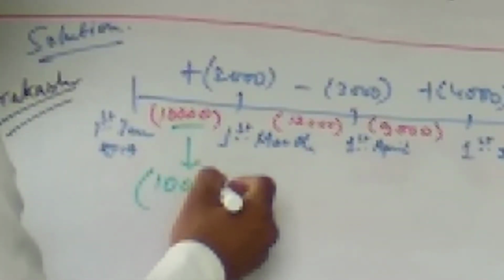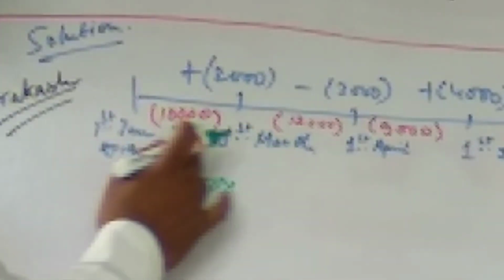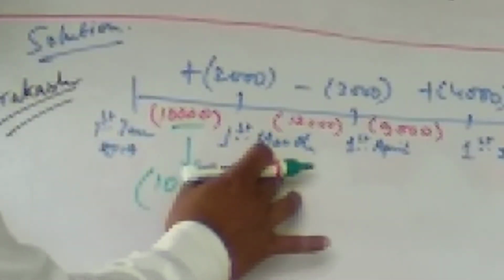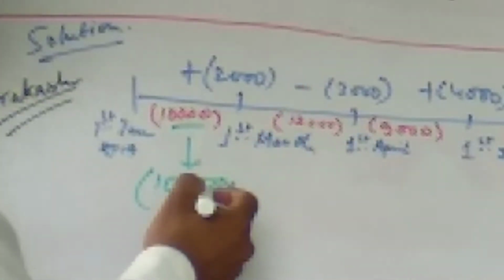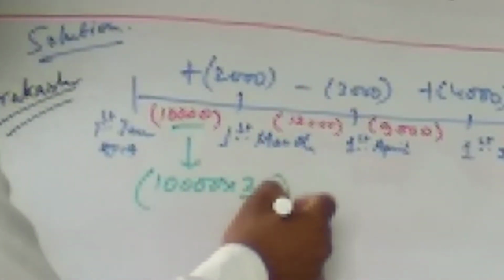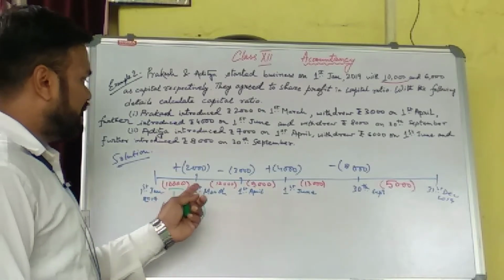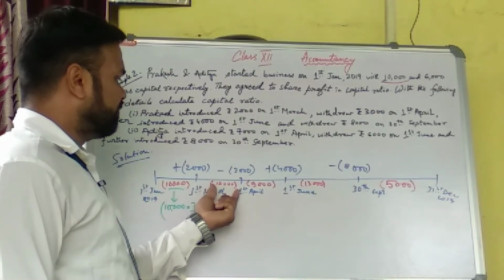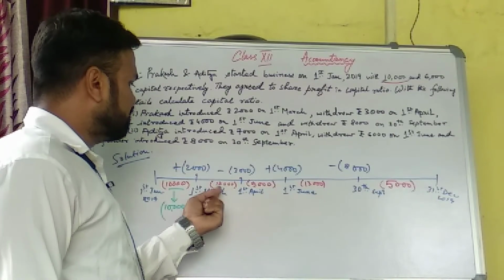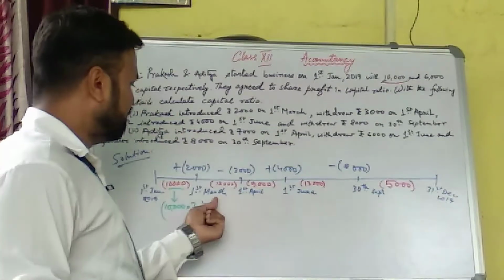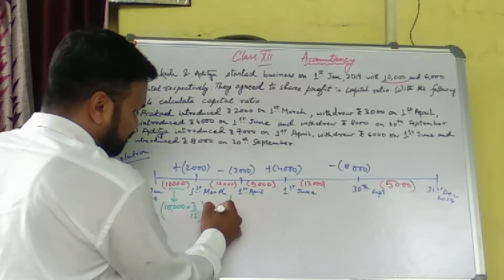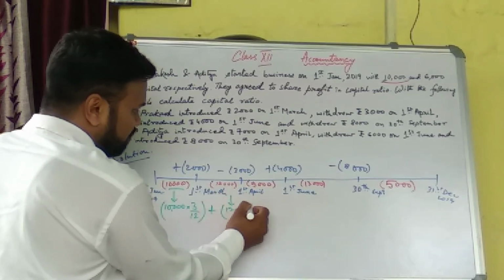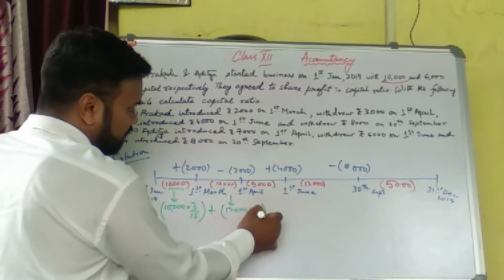Now we will calculate the time usage of the capitals they brought in. So 10,000 will be calculated on the basis of the time span. That is 1st January to 1st March, January and February. We will not consider March because on the first date of March they have added 2000 again. So 10,000 into 2 by 12. Now after 1st March we are having 12,000 in our hand. So 12,000 is used for 1 month from March to April. So we will calculate it as 12,000 into 1 by 12.